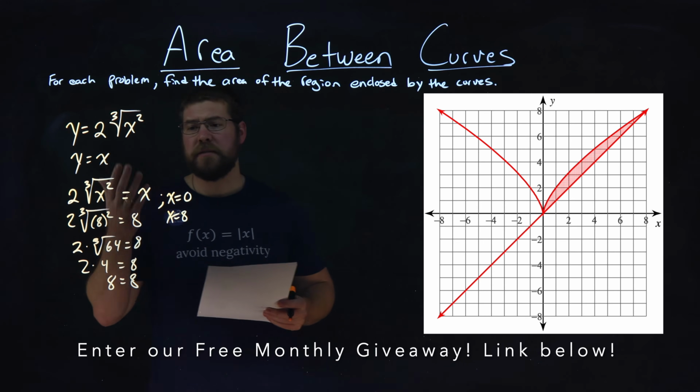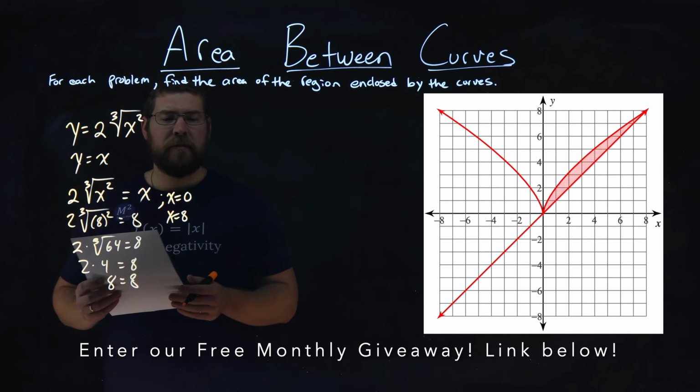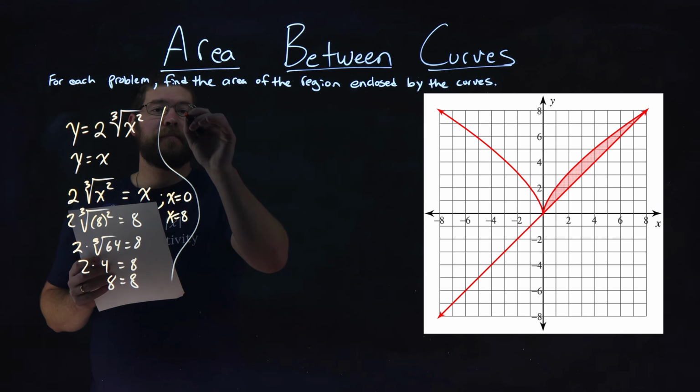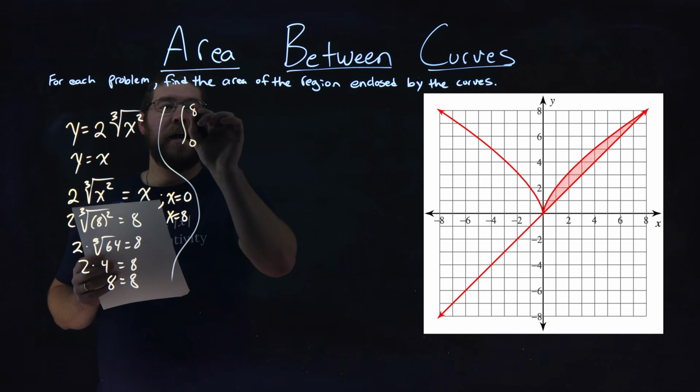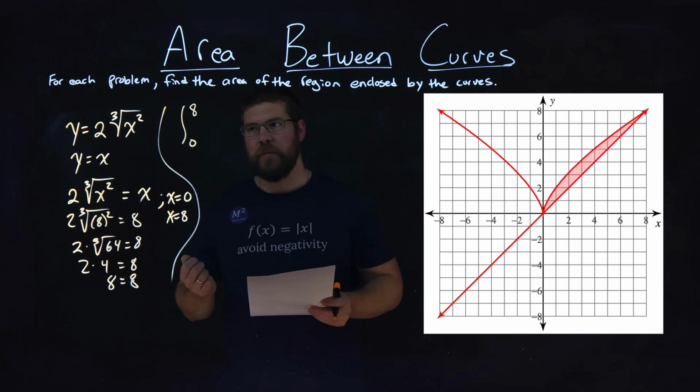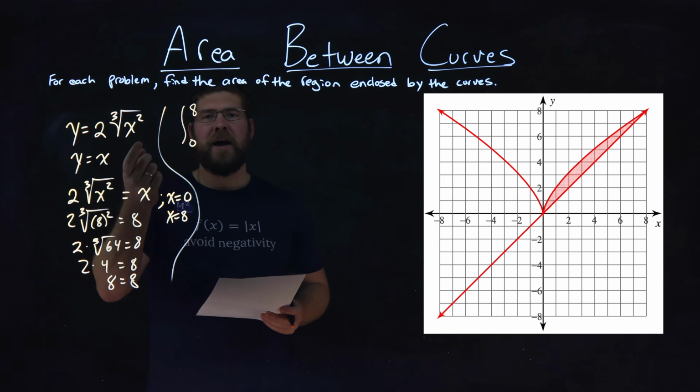So that comes with some practice simplifying that, but we have our two values, x equals 0 and 8. And these are going to be the bounds of the integration, the integral from 0 to 8. Now we want to find the upper equation over this interval. An easy way to do it is plug in 1 for x and see which one's higher.